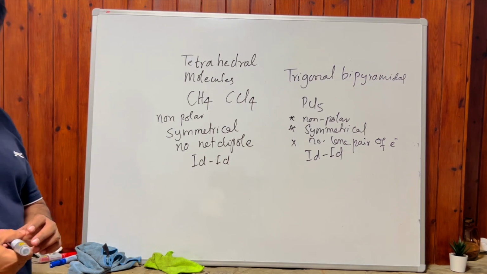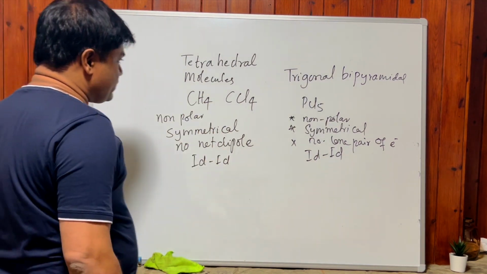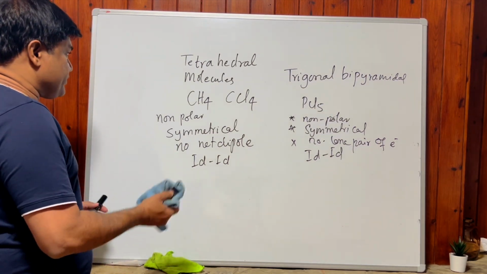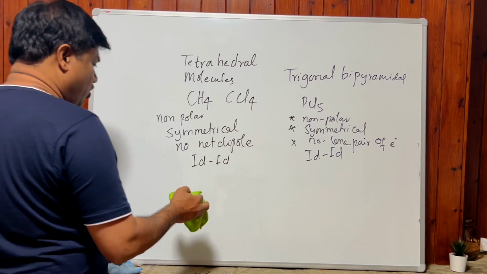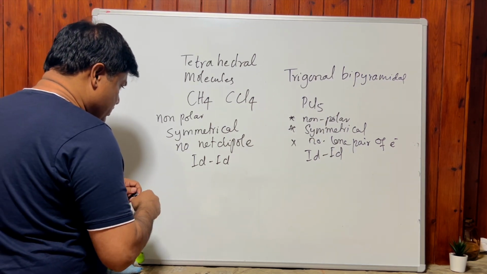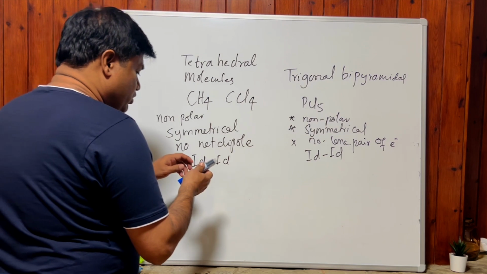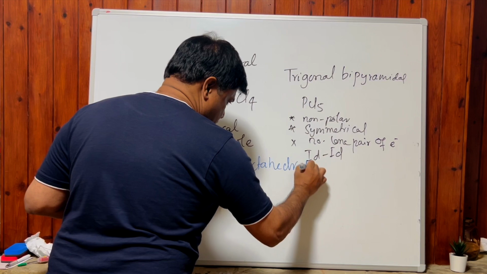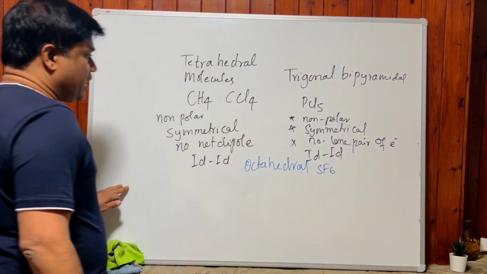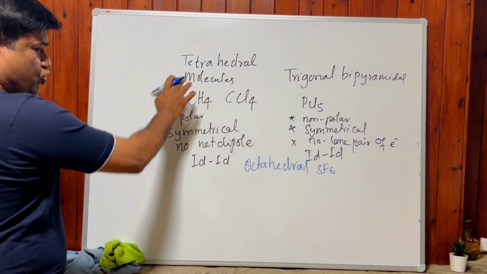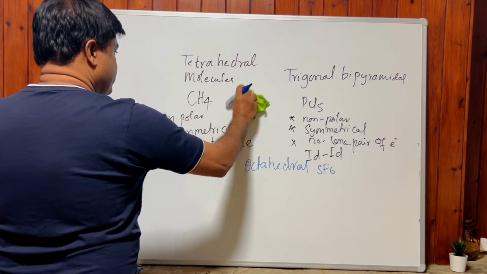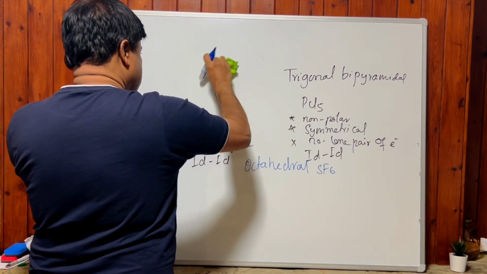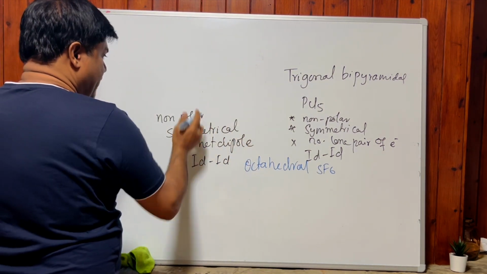We have octahedral molecules. Let's do the octahedral molecule now. Like tetrahedral molecule, octahedral molecule. Example of octahedral molecule, SF6. I'm going to draw it here, guys. SF6 molecule, perfectly symmetrical. There will be no net dipole.